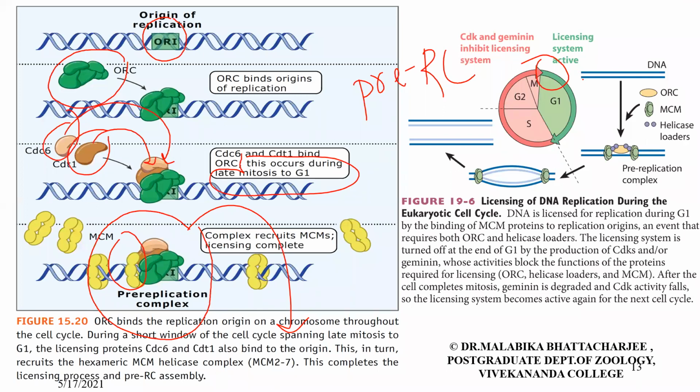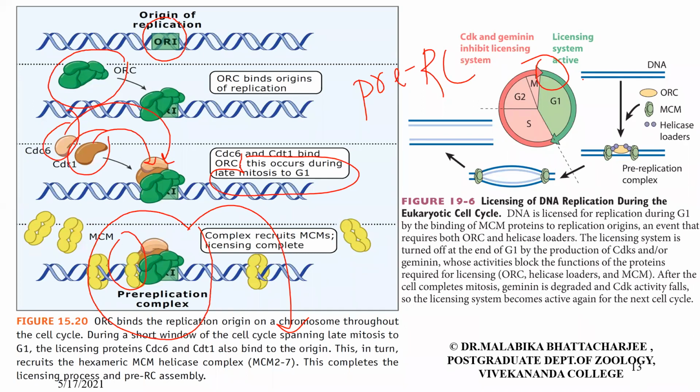We understood the licensing of replication, and we also understood that the replication phenomenon is very controlled. Unless and until the cell crosses the restriction point and is on the verge of entering the S phase, even though the DNA is ready for replication, the replication doesn't start. The question is, why doesn't it start?